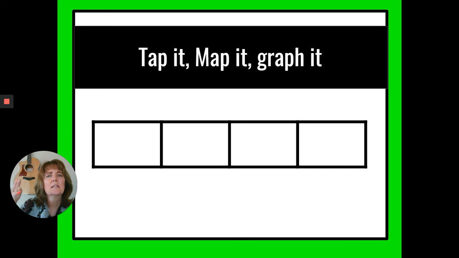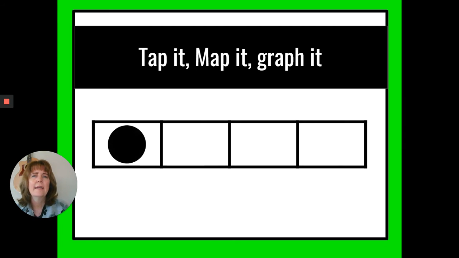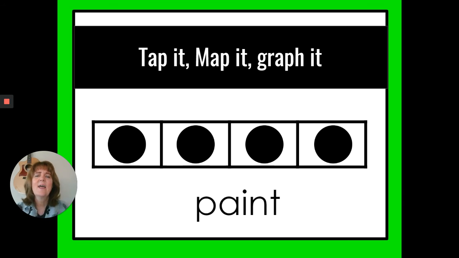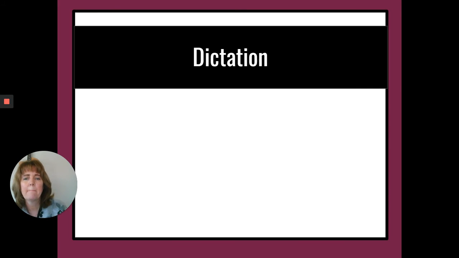P, A, T. 4 sounds. P, A, T. Now that A is in the middle, so I bet it's spelled A-I. What do you think? Let's check. Paint. P, A, T. A. 1 sound, but 2 letters to spell it.